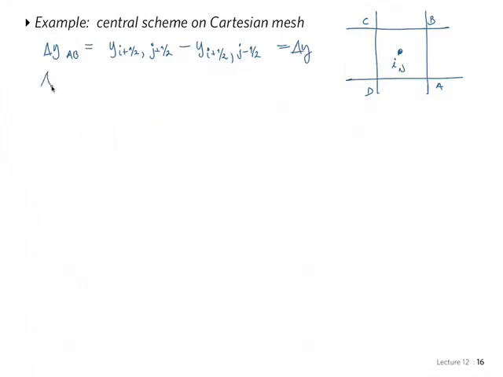And if we look at, for example, delta x AB, that's going to be 0, because it's a Cartesian mesh, so they're perfectly aligned. Then delta x BC is equal to, well, between B and C, we just have delta x. Now we can write them all out. The volume is easy, it's just delta x times delta y. For BC, the two are on the same y level, so delta y BC is equal to 0. And so now it simplifies quite a bit.